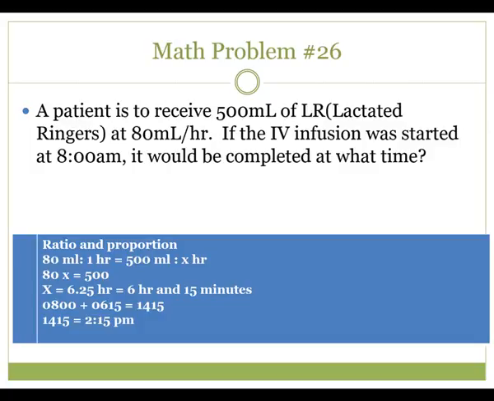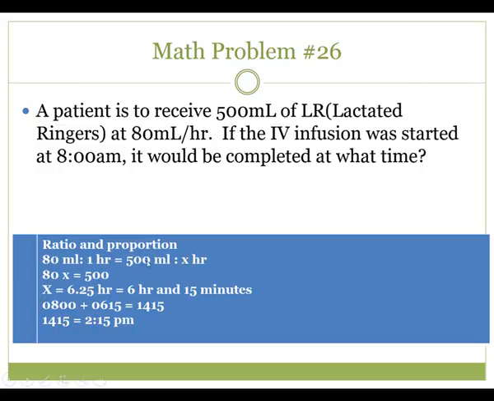Patient is to receive 500 mils of lactated ringers at 80 mils an hour. If the infusion was started at 8 a.m., what time would it be completed? So we've got 500 mils going at 80 mils an hour. What we need to figure out is how many hours is that going to take to go in, and then we need to look and see what time will that be, beyond 8 o'clock. So 80 mils is going in for 1 hour, but I've got 500 mils to put in, so how many hours is that going to take?